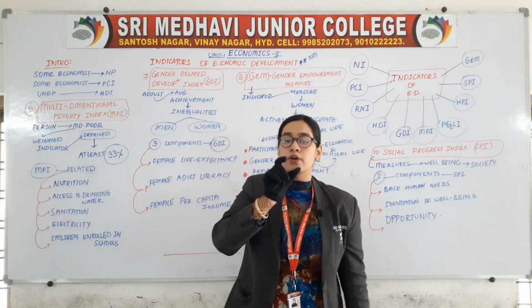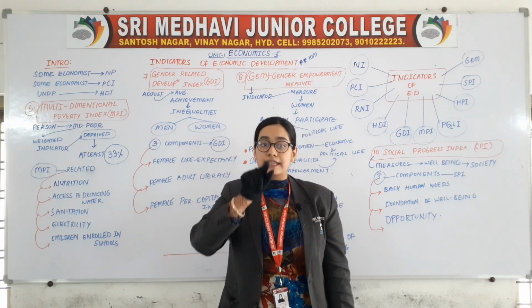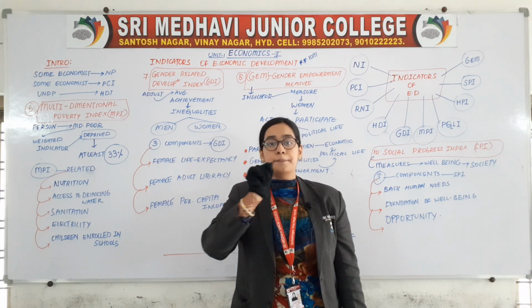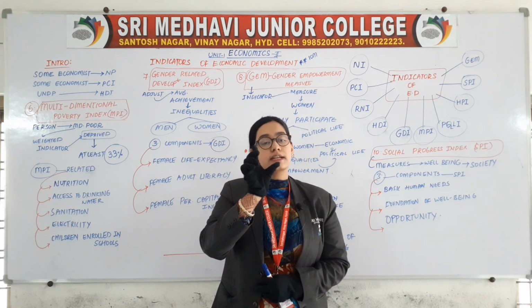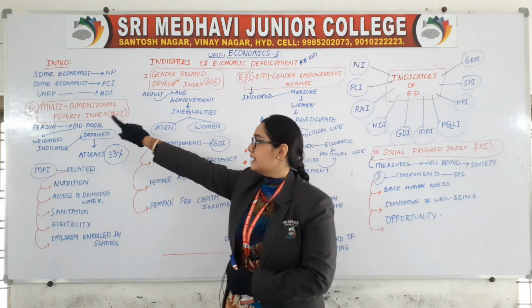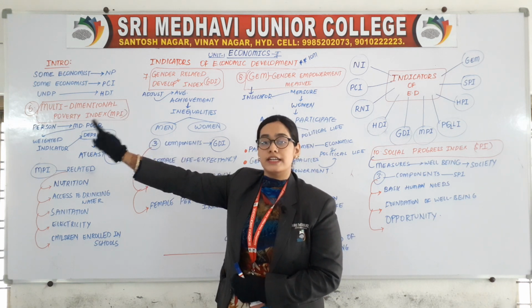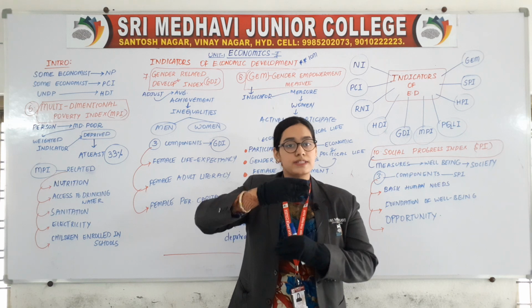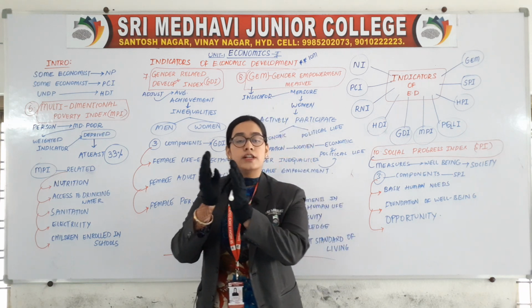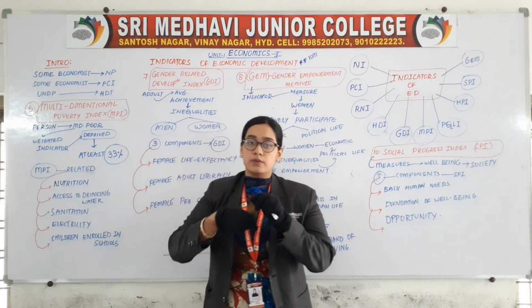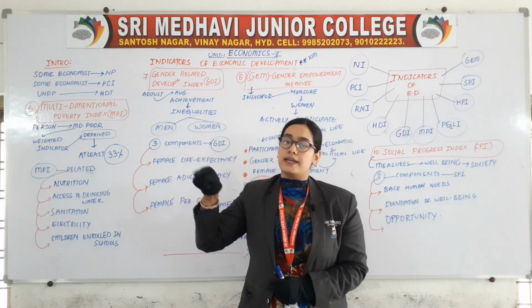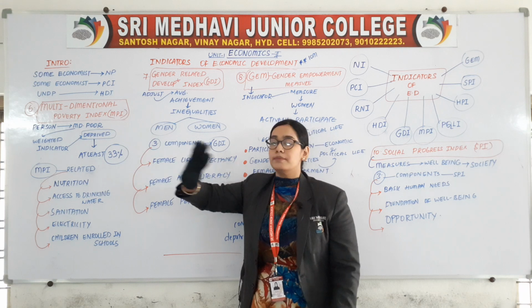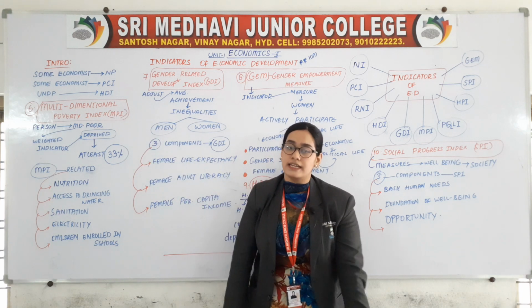In the short form you may not find D, you are just finding MPI, okay, but in between one word is hidden, that is D, Multidimensional Poverty Index. While reading we say Multidimensional Poverty Index, but while writing the short form we just write MPI. So let us see what is Multidimensional Poverty Index.